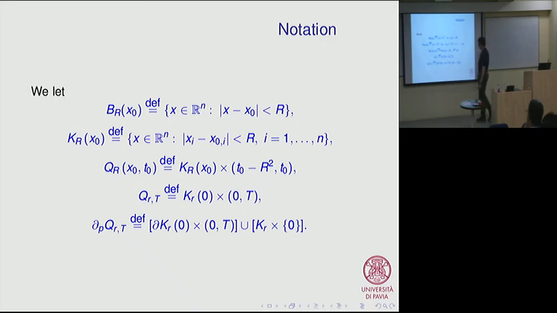Then in one of the statements, I will also need a different kind of cylinder, which is just the cube of radius R times the time interval (0, T). And this is what we call the parabolic boundary of the cylinder, because if you have a space-time cylinder like this, then the parabolic boundary will be the lateral boundary and the lower base. So that's usually what we call the parabolic boundary.